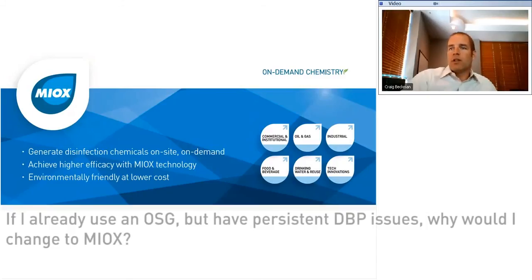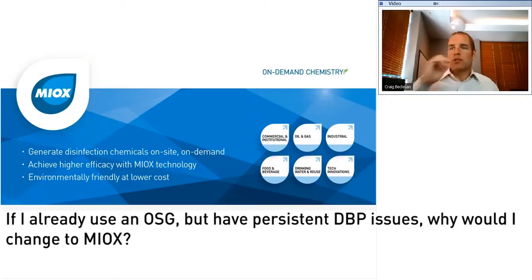I have another question. A customer is already using on-site generation, another unit, but are still having persistent issues with disinfection byproducts. Would a change to MIOX benefit? The answer to that is maybe.